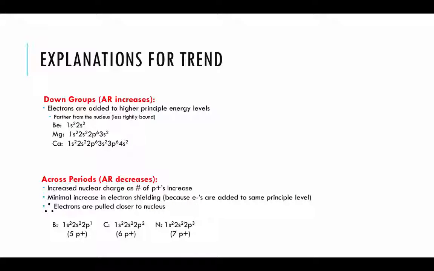Going across a period, on the other hand, we're increasing the nuclear charge as the number of protons increases. However, there's a minimal increase in electron shielding because electrons are being added to the same principal energy level. Consider boron, carbon, and nitrogen in the same period. Boron has 5 protons, carbon 6, and nitrogen 7. Therefore, the nucleus is becoming more positive. And we're not increasing shielding very much, since the electrons are all being added to the 2p sublevel. Therefore, the electrons are pulled more tightly to the nucleus due to this increased nuclear charge, thus shrinking the radius of the atom as we go across a period.